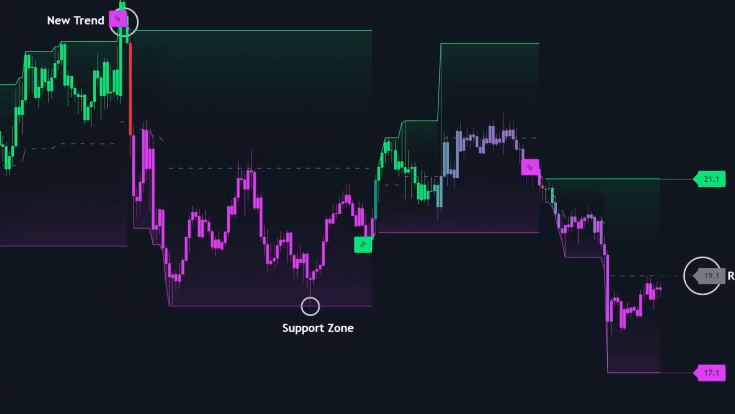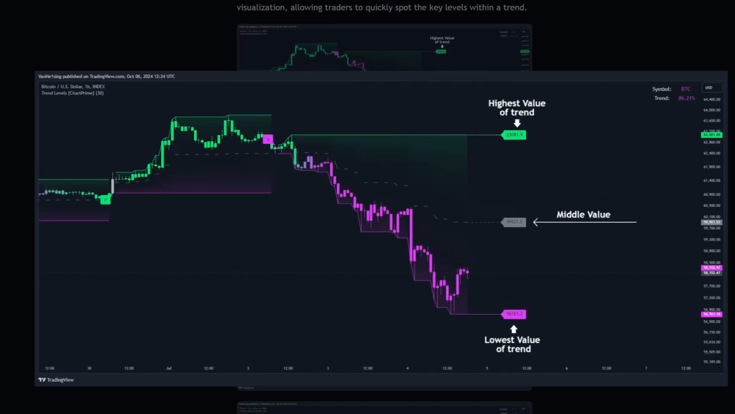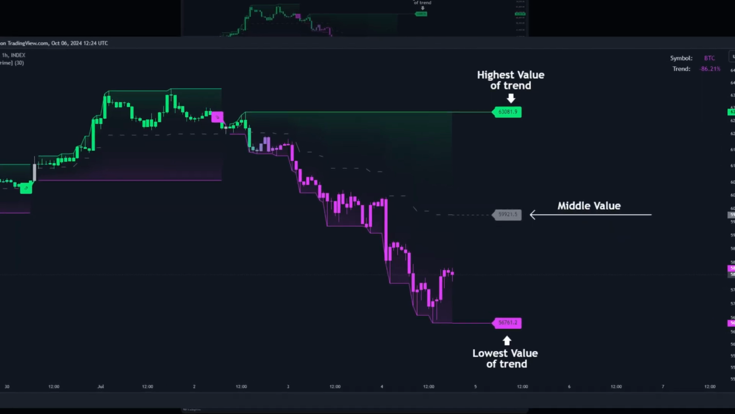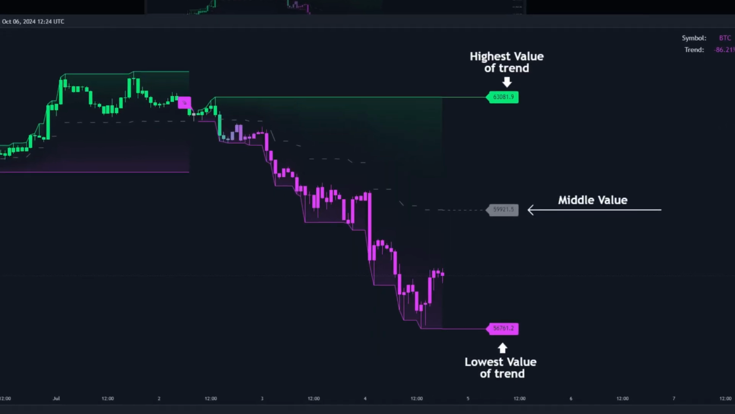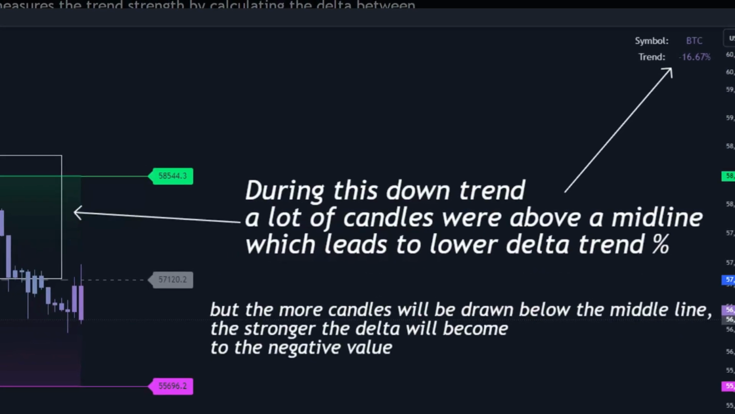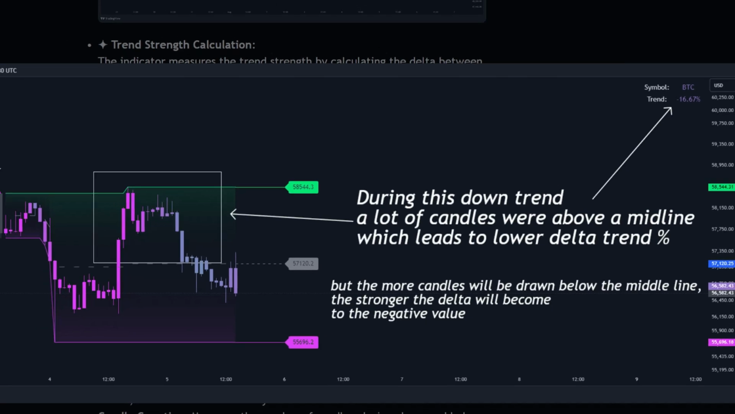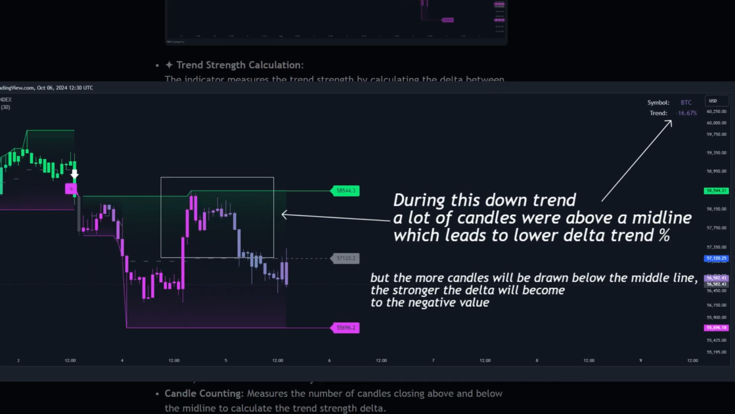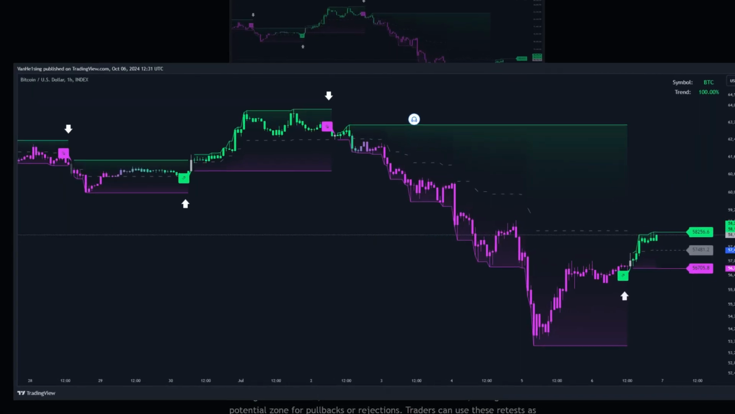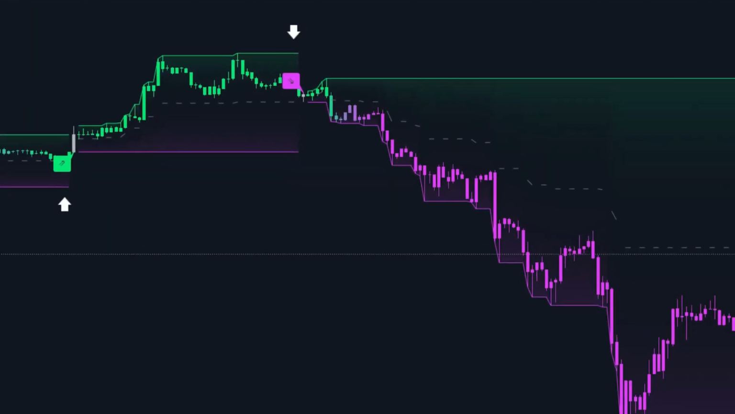Now what does this thing actually do? Well, it's designed to pinpoint key trend levels, the highs, the lows, and all the important midpoints during market trends. It's constantly calculating these levels based on recent price action, giving us a real-time snapshot. It even measures the strength of the trend, showing us how decisively prices are moving. Pretty cool, right? Now, this indicator is going to be our signal generator for this strategy, helping us spot potential trades on forex, crypto, or stocks, you name it.